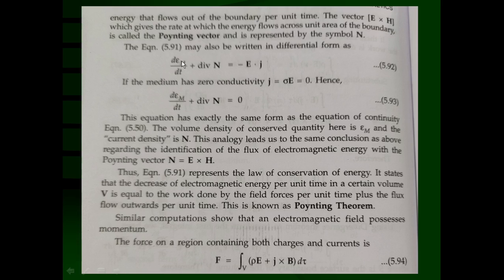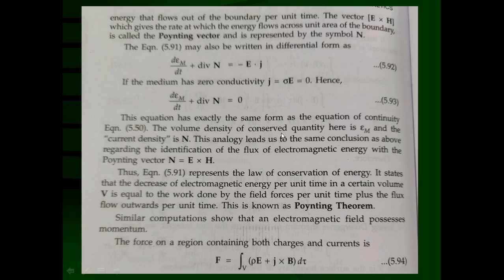That means we have this term: ∂Em/∂t plus divergence of N is equal to 0, and this is nothing but the same form as the equation of continuity, that is, divergence of J plus ∂ρ/∂t equal to 0, which is nothing but the charge conservation law. So this equation has exactly the same form as the equation of continuity, equation 5.50.